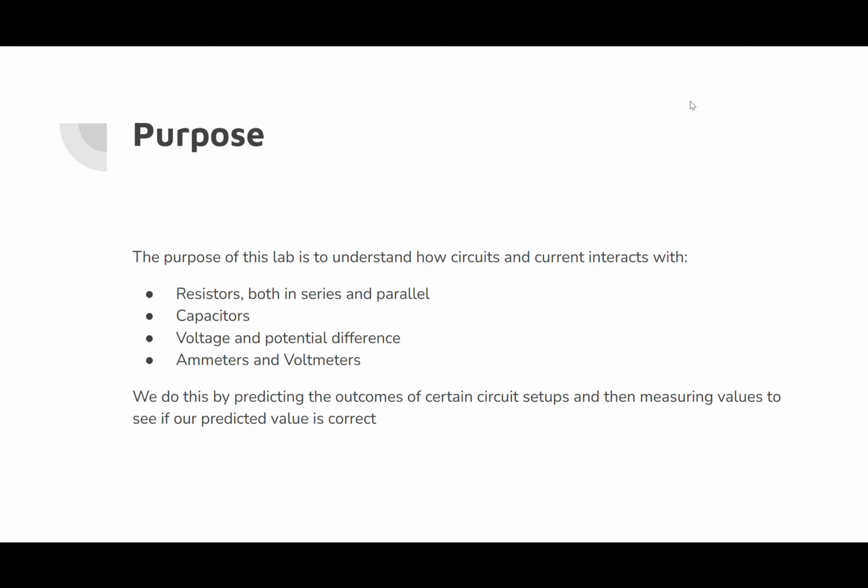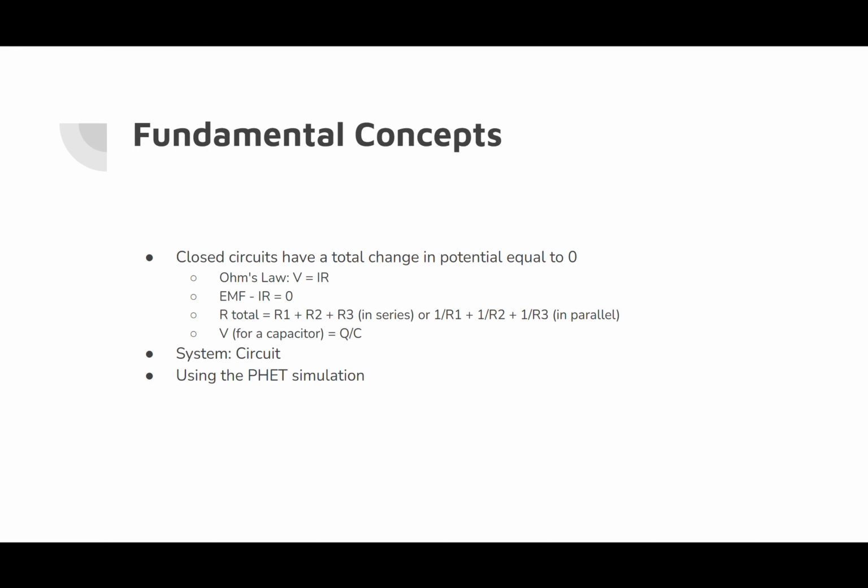In this lab, the purpose is to understand how circuits and current interact with resistors, both in series and parallel, capacitors, voltage, and potential difference, as well as how we can measure it with ammeters and voltmeters. We do this by predicting the outcomes of certain circuit setups and then measuring values to see if our predicted value is correct. Some fundamental concepts we need to understand is that overall closed circuits have a total change in potential equal to 0. We can understand this with Ohm's law.